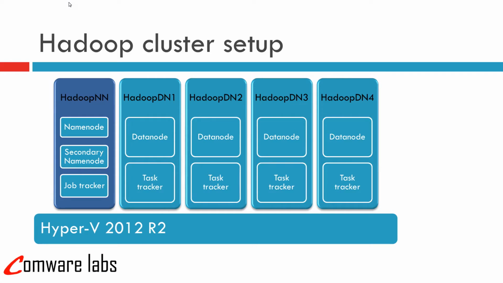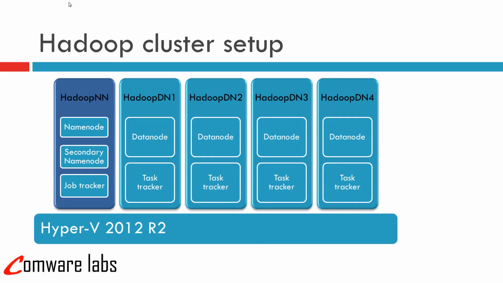So in this Hadoop cluster setup, we're going to have a Hyper-V 2012 R2 as our virtual machine platform. We're going to have 5 virtual machines. One is going to act as a Hadoop name node, and we're going to have 4 data nodes.